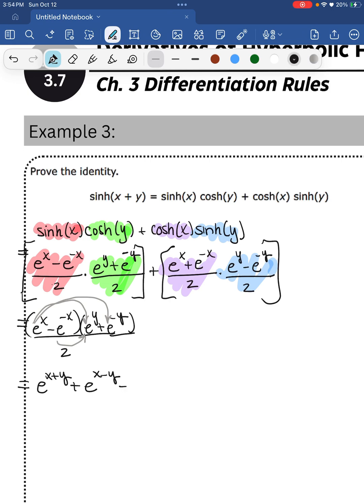And why am I doing that? Because again, we're trying to get this. So to finish this off, we have 2's that will cancel out. This 2 cancels out, this 2 cancels out, and this 4 becomes 2. And that's how we get e to the x plus y minus e to the negative x plus y over 2, which is definitely going to be sinh of x plus y.